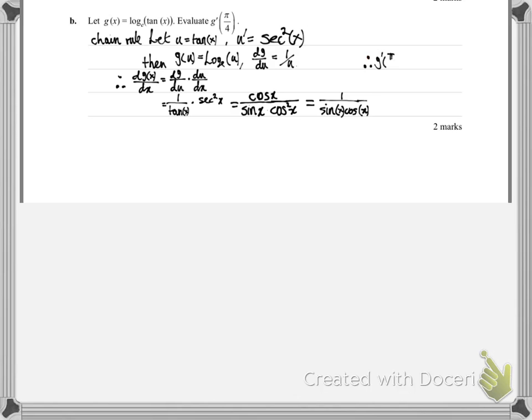Now we're going to evaluate that at pi on 4. Substitute pi on 4. Sine of pi on 4 is the same amount as cos of pi on 4, root 2 on 2. So that gives you 4 on 2, which is 2.